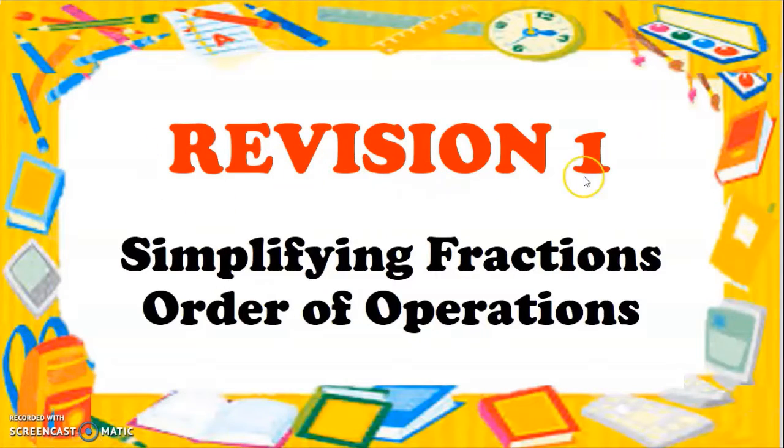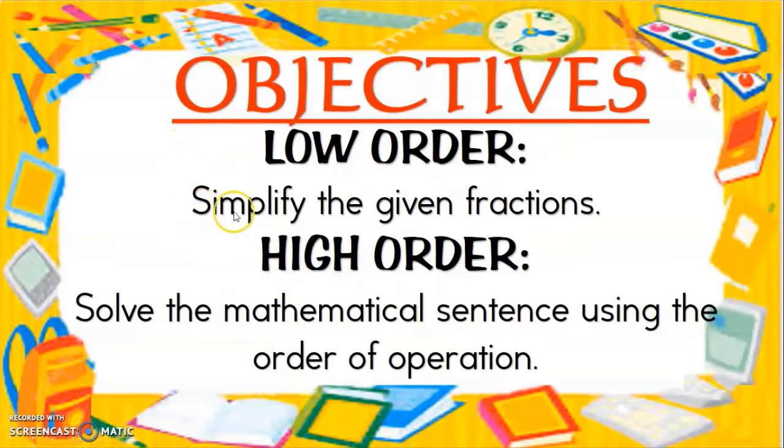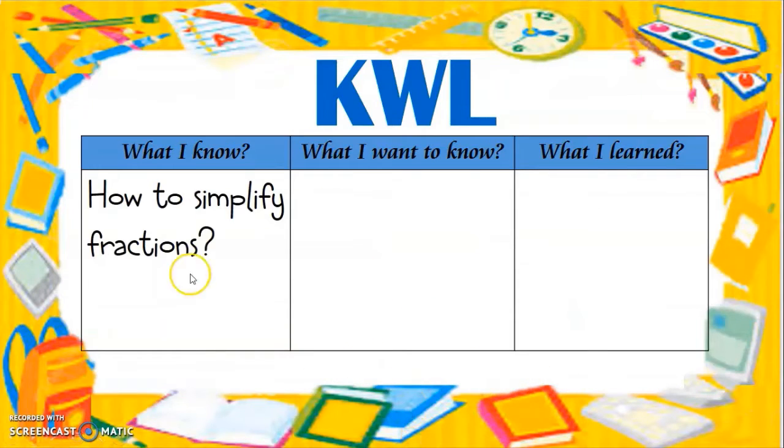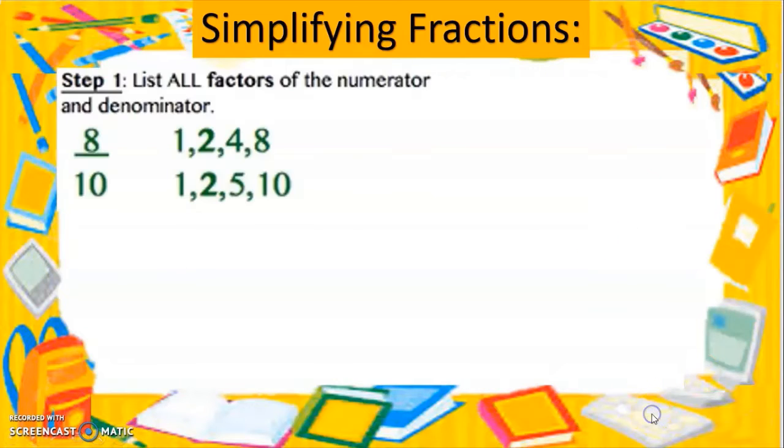And we have revision 1, simplifying fractions and order of operations. So we must be able to simplify the given fractions and solve the mathematical sentence using the order of operations. How to simplify fractions? In simplifying fractions, we need to list all factors of the numerator and denominator.